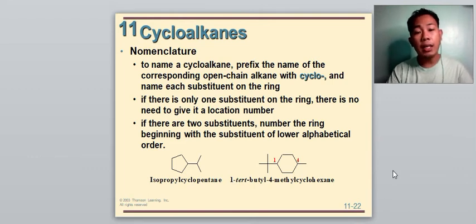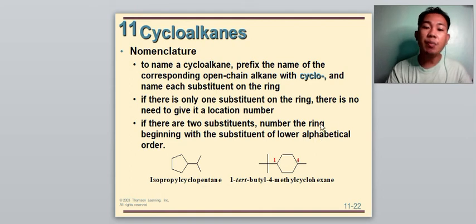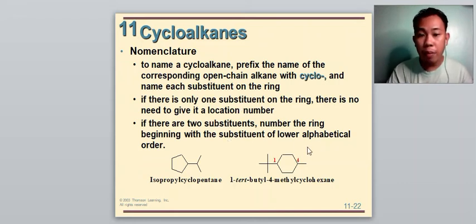In naming cycloalkanes, first, use the prefix name of the corresponding open-chain alkane with cyclo, and name each substituent on the ring. Second, if there is only one substituent on the ring, there is no need to give it a location number. If there are 2 substituents, number the ring beginning with the substituent of lower alphabetical order. The same also applies in naming simple alkanes: we follow alphabetical order. So let us give the name for this letter A and this one for letter B.